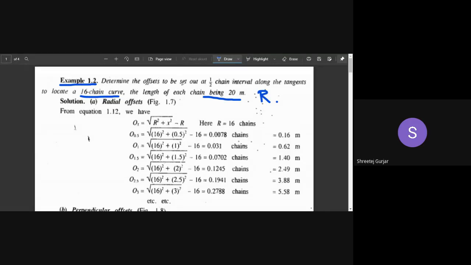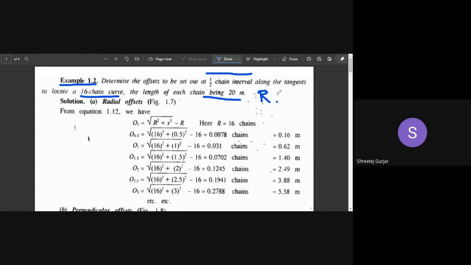Determine the offsets to be set out at half chain interval. So the peg interval or chain interval is half. What is the half chain length? Half of 20, so it is 10 meters. One chain is 20 meters, so half chain is 10 meters. So our chain interval is 10 meters.